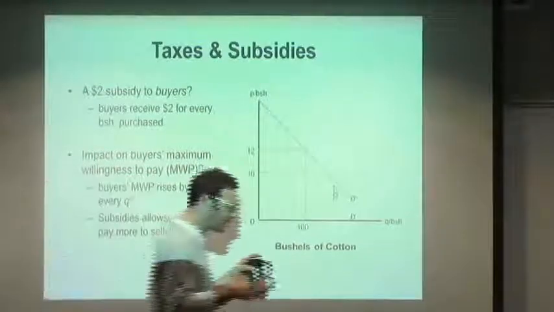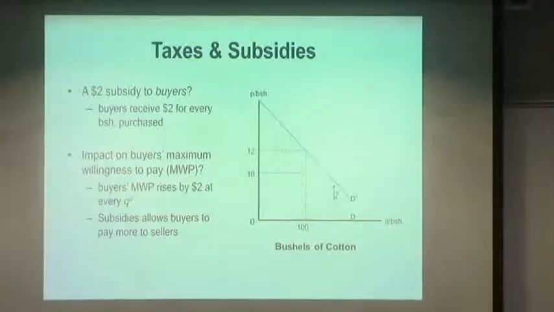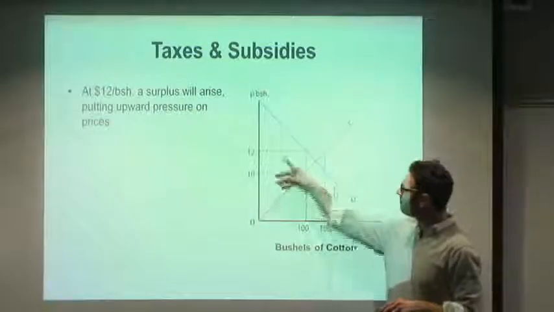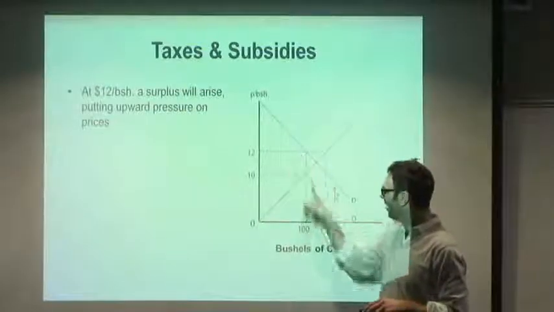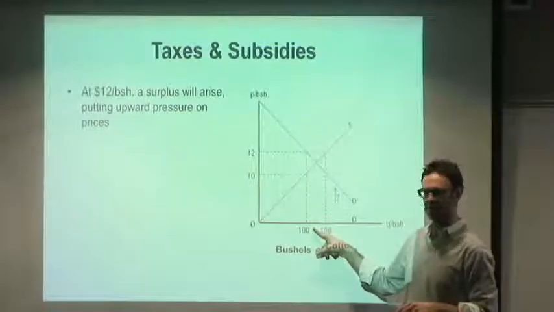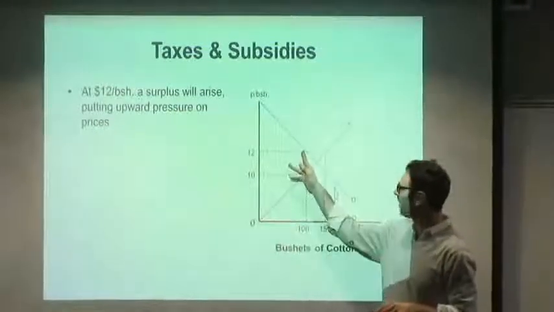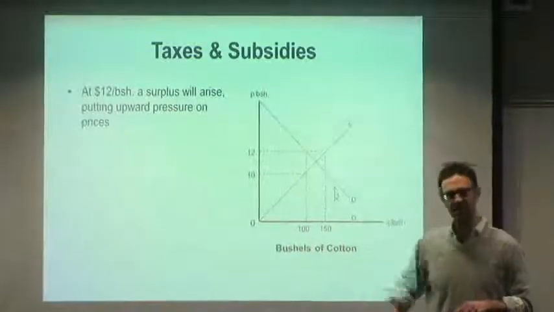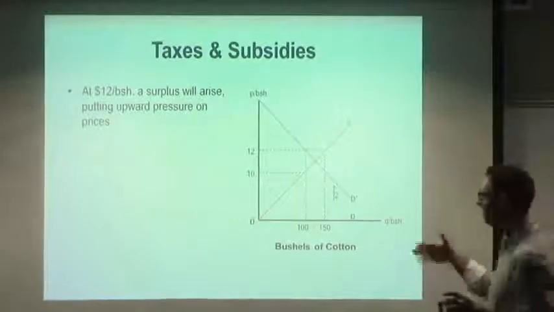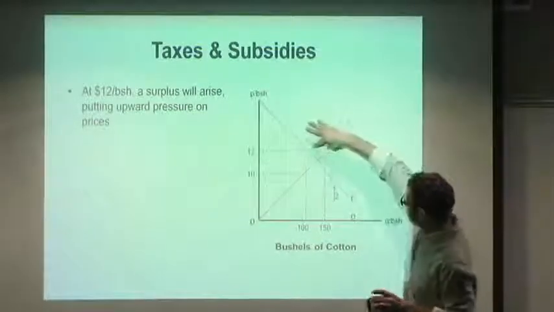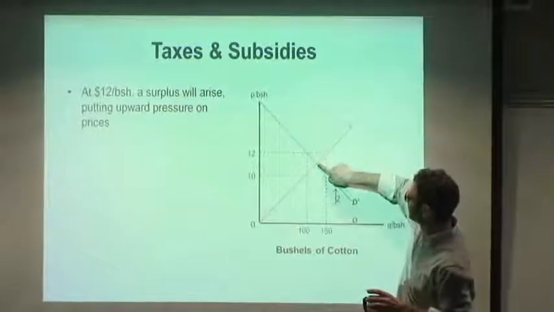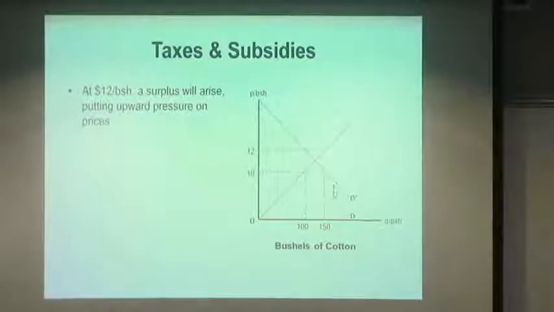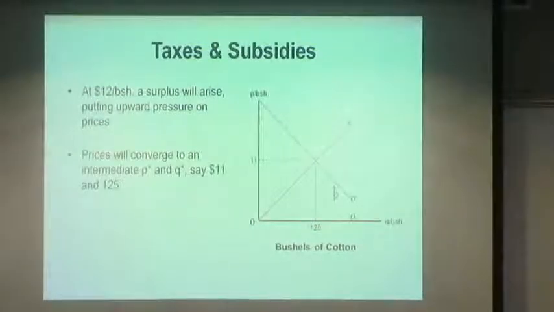But again, that's probably not going to lead to a $2 increase in equilibrium price because supply curves slope upwards. So even if buyers are willing to pay $2 more and still demand 100 units, at that $2 price increase, sellers are going to want to increase their quantity supplied from 100 to 150. That's going to lead to a shortage, which in the long run puts downward pressure on price, and prices that we see will converge to this new intersection of supply and demand, somewhere in between 12 and 10, let's say 11, and a new quantity of, again, let's say 125.